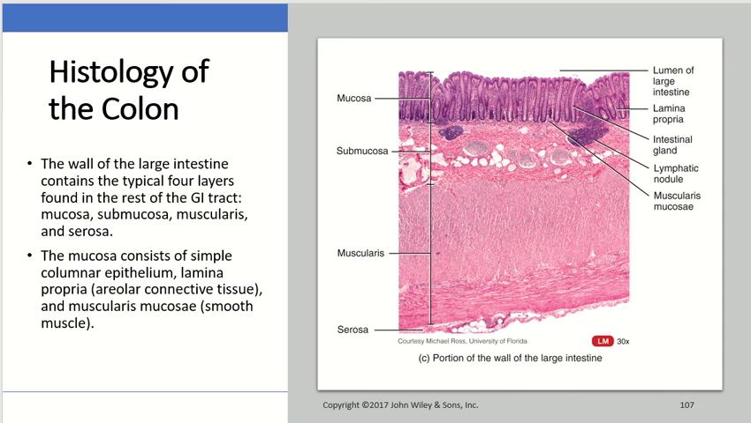So anyhow, looking at the histology of the colon, the wall of the large intestine is going to have the same typical four layers that we find in the rest of the GI tract. We've got our mucosa, our submucosa, our muscularis, and our serosa. The mucosa is going to consist of simple columnar epithelium, as well as a lamina propria, again made up of areolar connective tissue, as well as the muscularis mucosae, which is made up of smooth muscle.